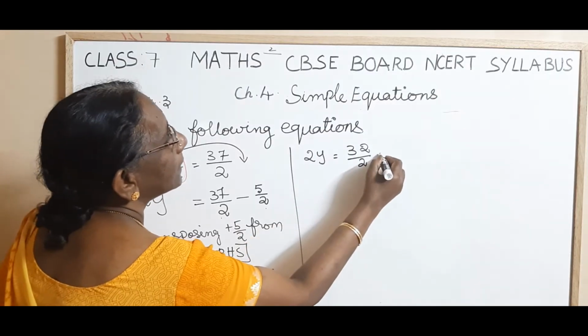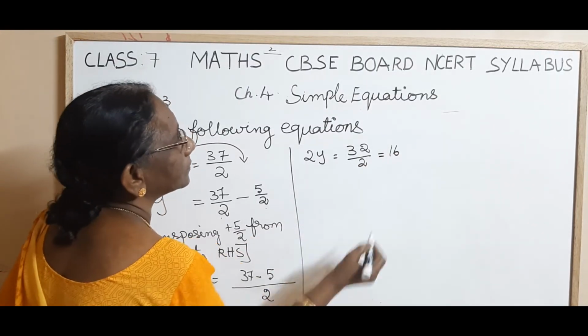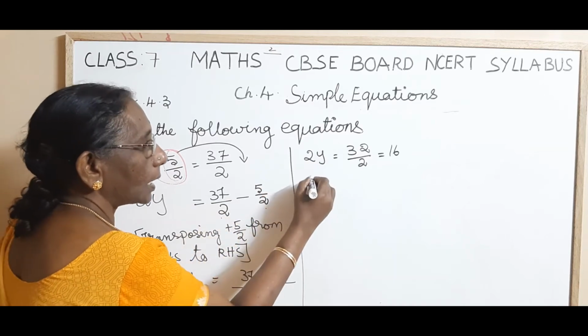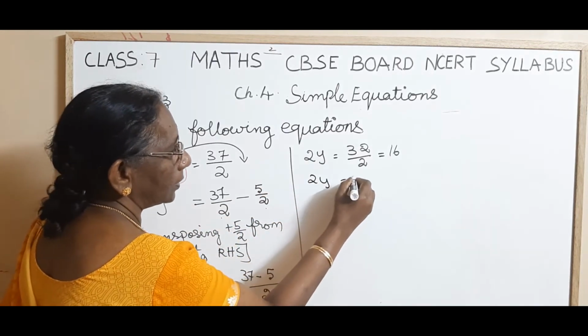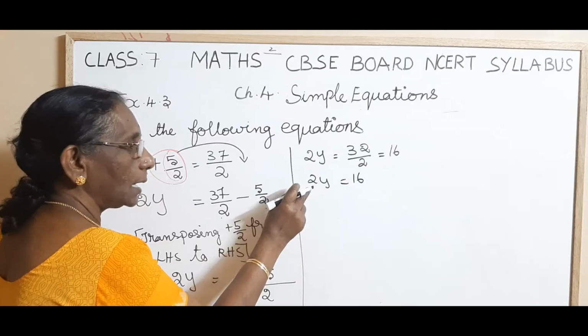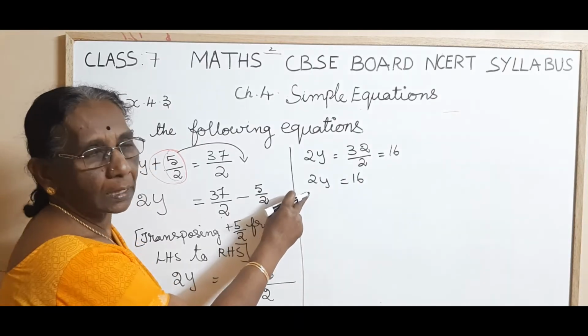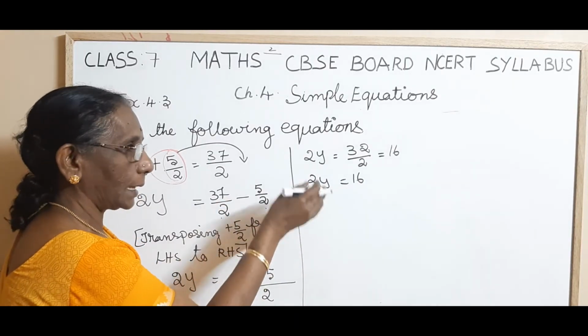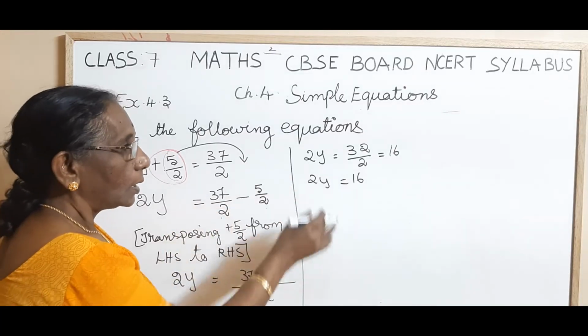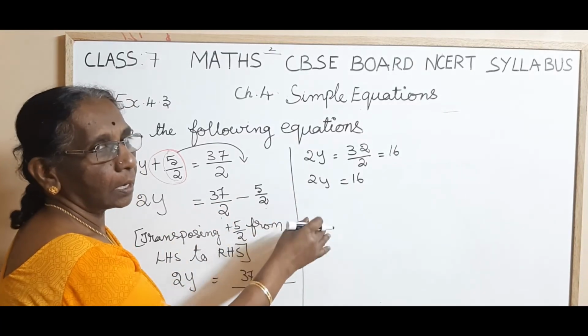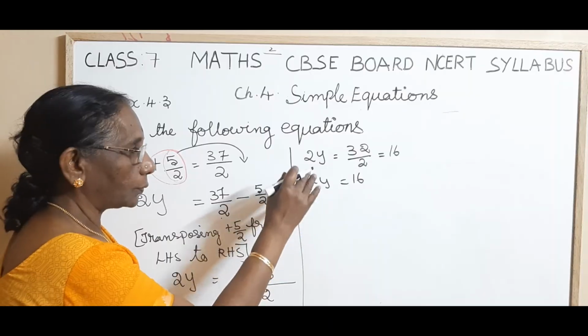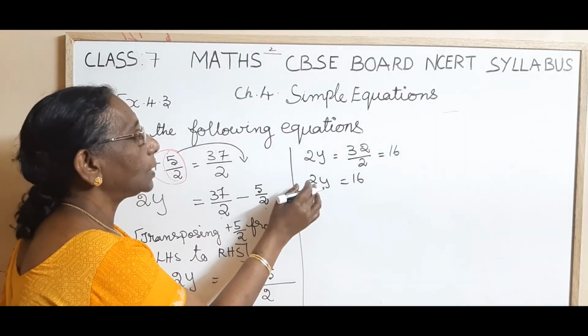Okay, so you can write this as 16. Now what should you do? We are getting 2y is equal to 16. So you have to eliminate this 2. Solving means we have to find the value of the variable. So here y is the variable, so we have to find the value of y. So we have to eliminate this 2.